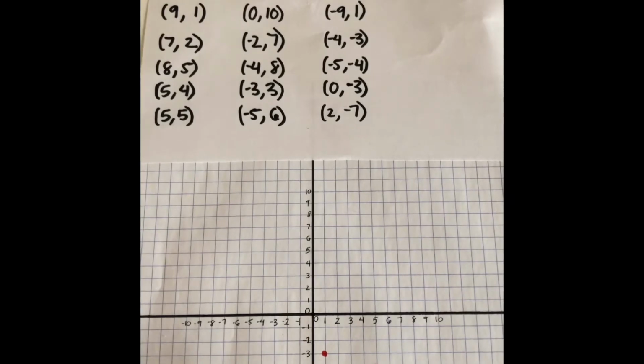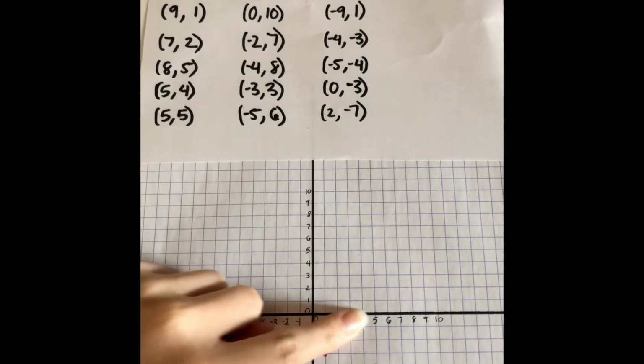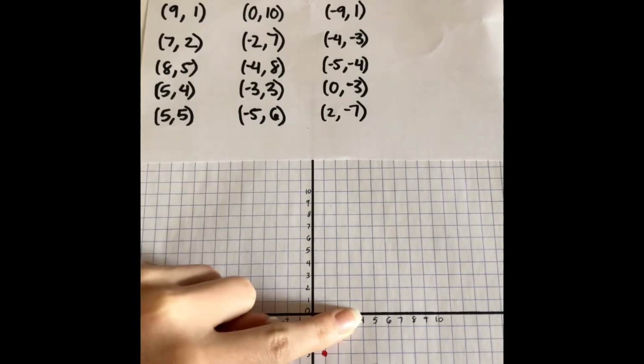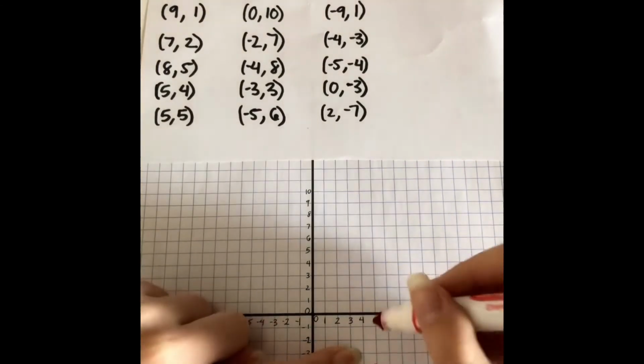Now I'm going to move on to the next one, which is 4, -3. So again, we have a positive number to begin with on our x-axis. 4, -3. I actually have a dot on -3 in the 1 spot already, so I can even just follow that one over to my 4.